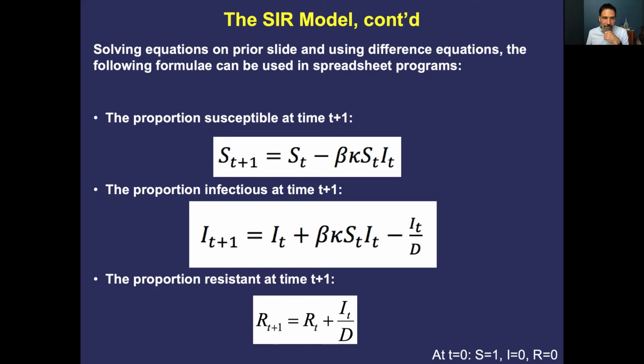You can solve these equations on the prior slides to come up with a formula that you can actually use in a spreadsheet to predict how an infectious disease might behave over time in a population. You can calculate what would happen at time t+1, given where things were at the prior time point for each of the parameters in the model. But you start at t equals 0, with 100% of the population being susceptible.